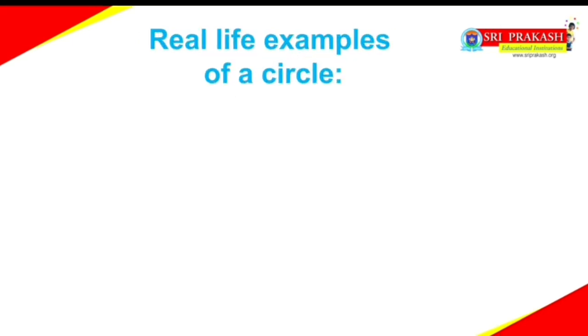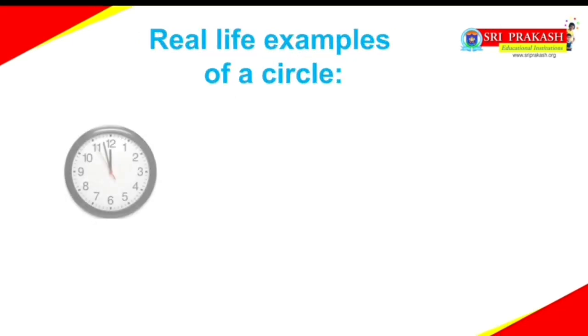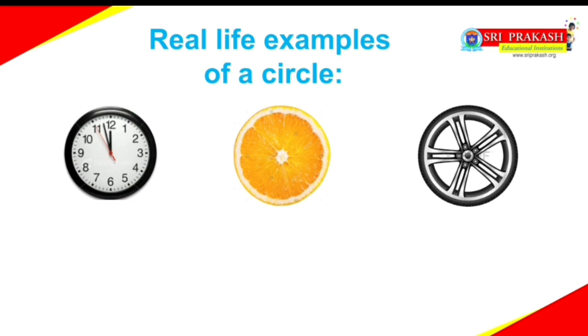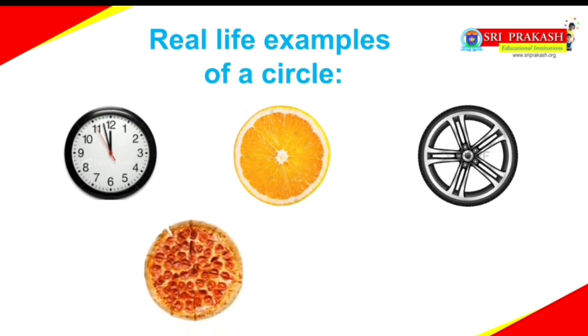Some real life examples of a circle: a wall clock, the surface of an orange, a wheel, a pizza, and the logo of Google Chrome.